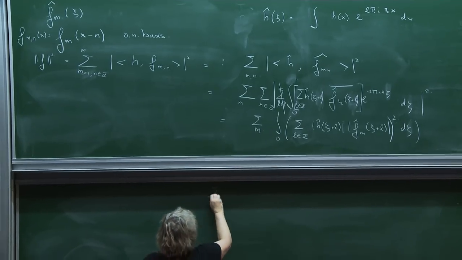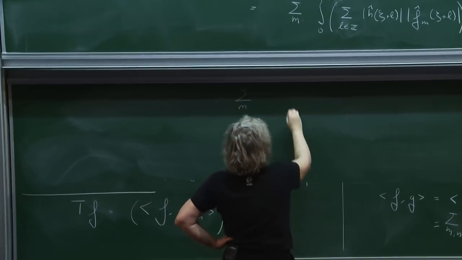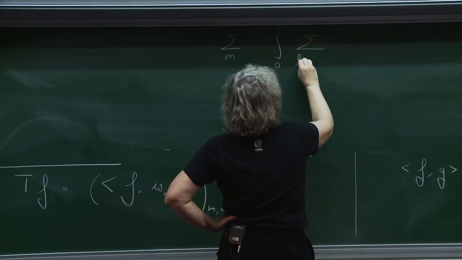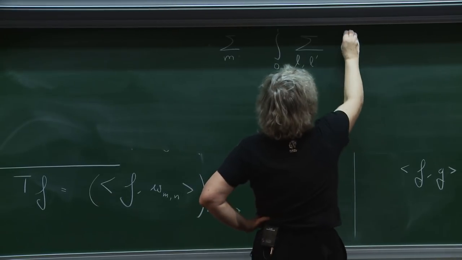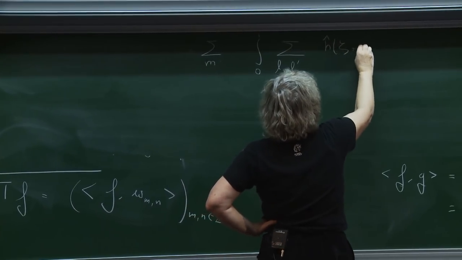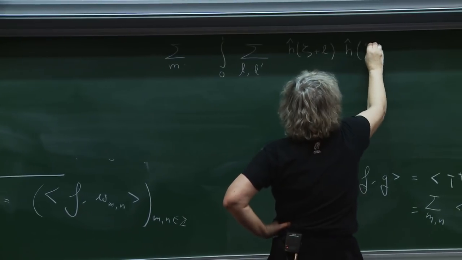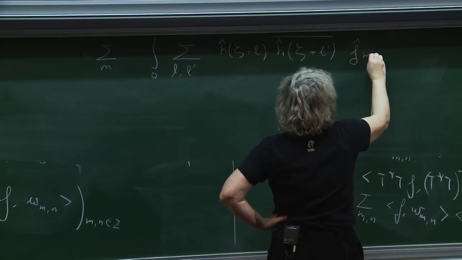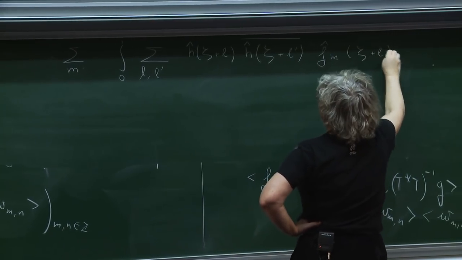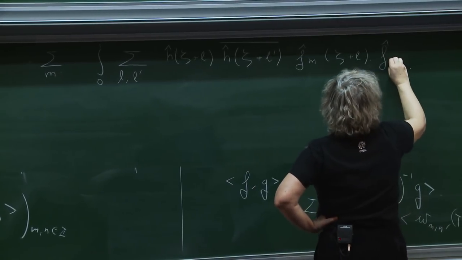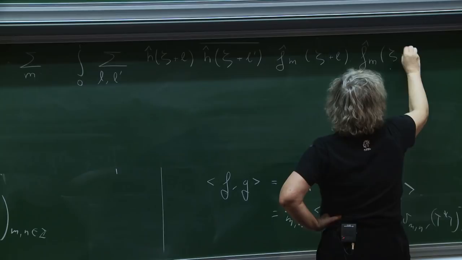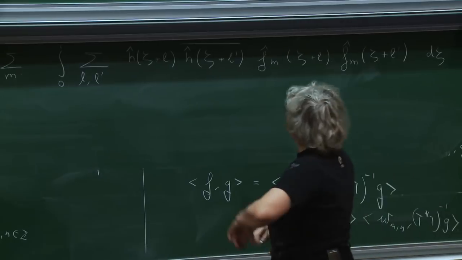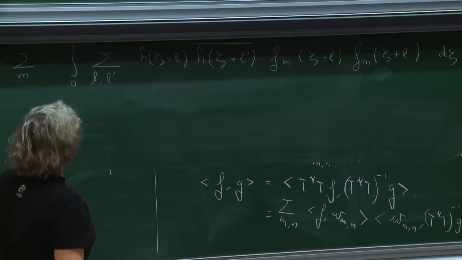So the sum over m is not concerning me for the moment. The sum 0 to 1. And I have here a sum over L and L prime, h hat of zeta plus L, h hat of zeta plus L prime, f hat m of zeta plus L, f hat m of zeta plus L prime, and the whole thing d zeta. And again, everything converges absolutely, so I can do all the changes I want.